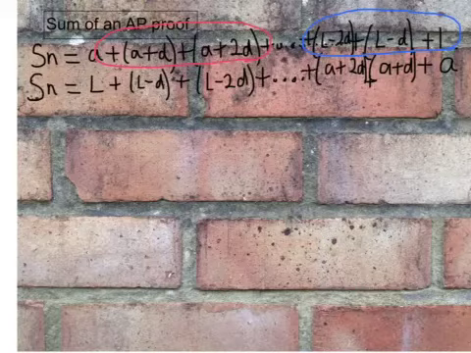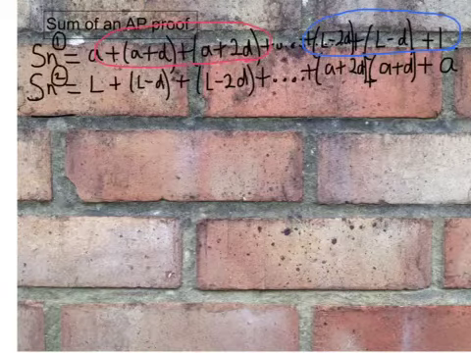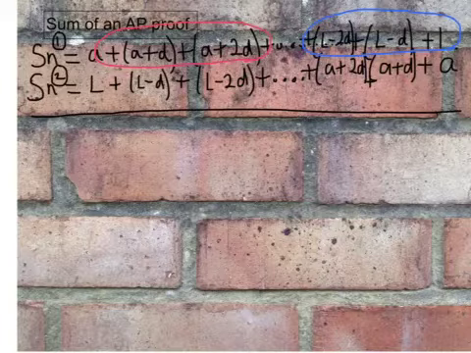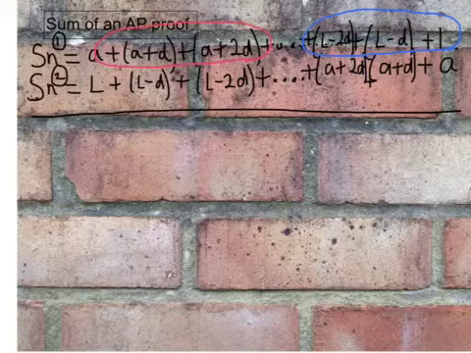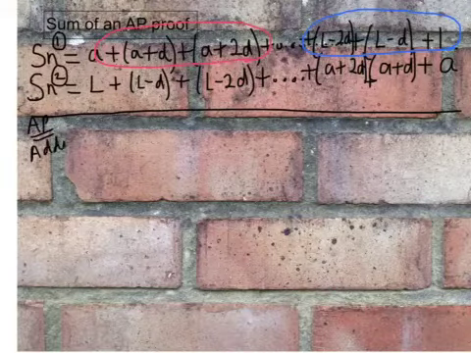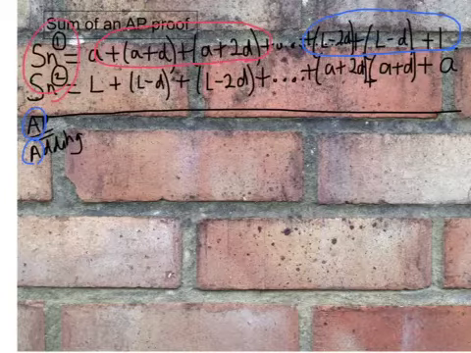Now I'm going to call this one number 1 and this one number 2, and I'm going to add them together. I want you to remember that, because you're going to have to prove the GP proof in C2, but the sum of an AP means that we are adding. So if we add these two together, we're going to get 2 lots of S_n.